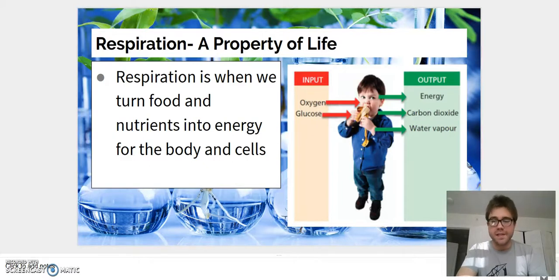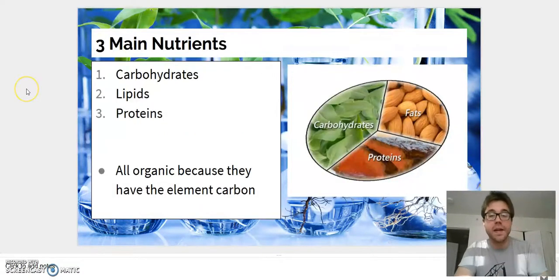I know that it's a little intimidating because it's a lot of vocabulary, but with a little bit of study, I promise that it'll make sense to you. Don't let these big words scare you. They're just words. So our three main nutrients that we need to remember here are carbohydrates, lipids, and proteins.